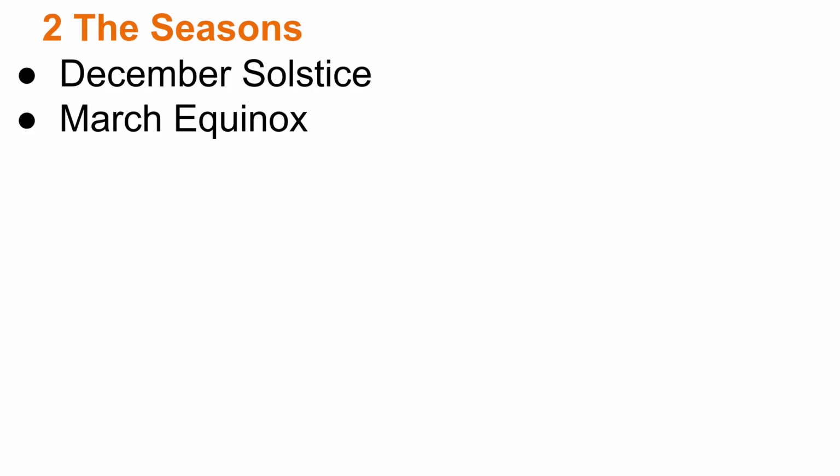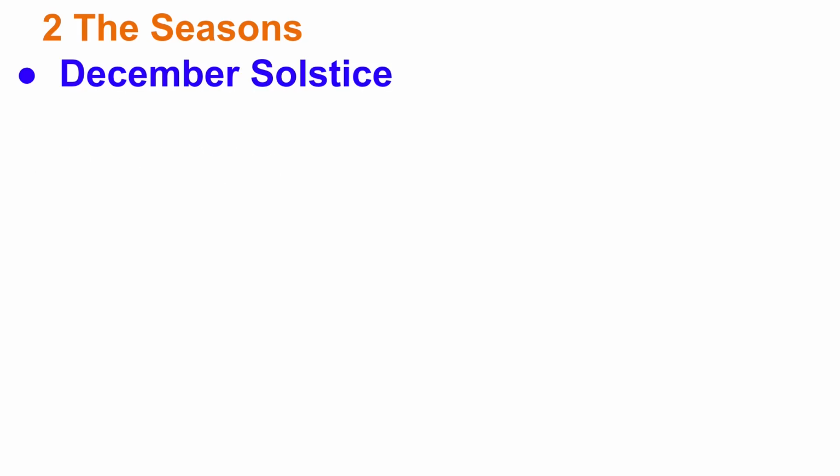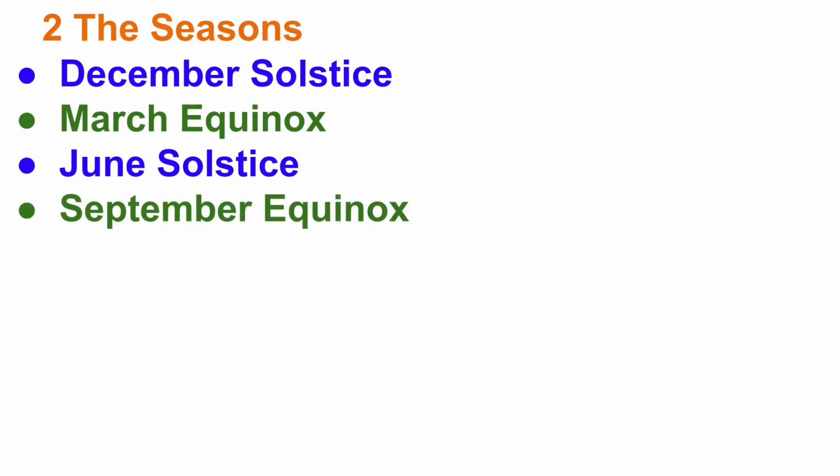So we have 4 seasons. They are 3 months apart. It goes solstice, equinox, solstice, equinox. We have the December solstice, March equinox, June solstice, September equinox. They alternate. March and September are equinoxes. December and June are solstices. December is when it is our winter. June is when it is our summer.